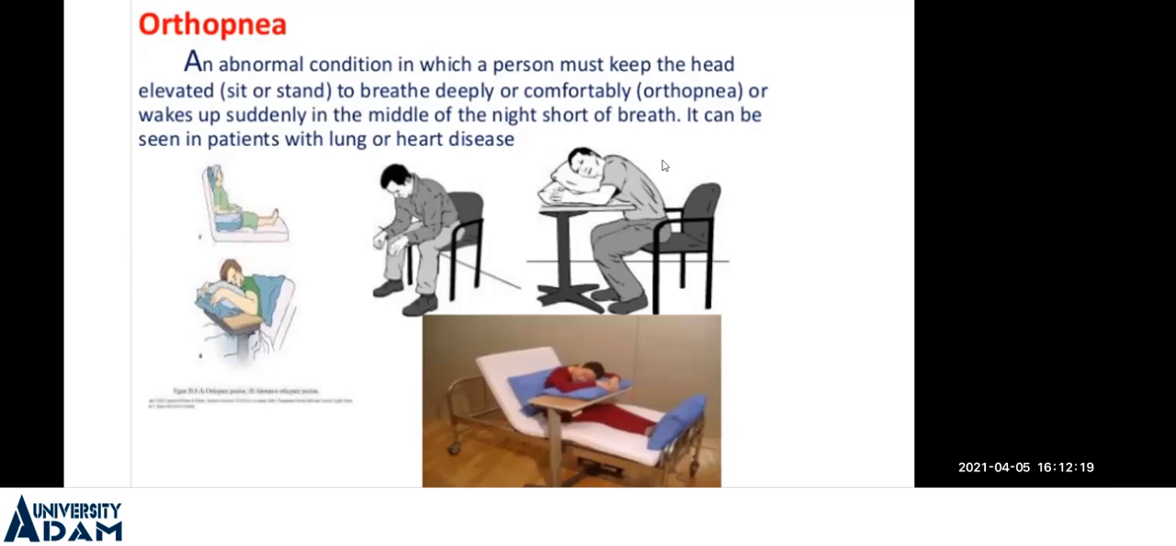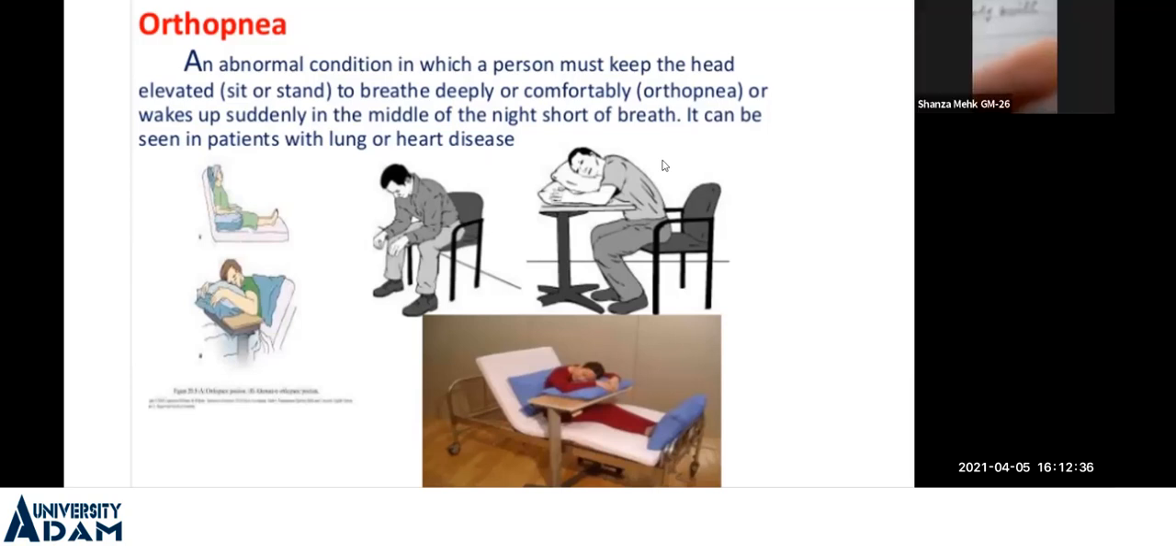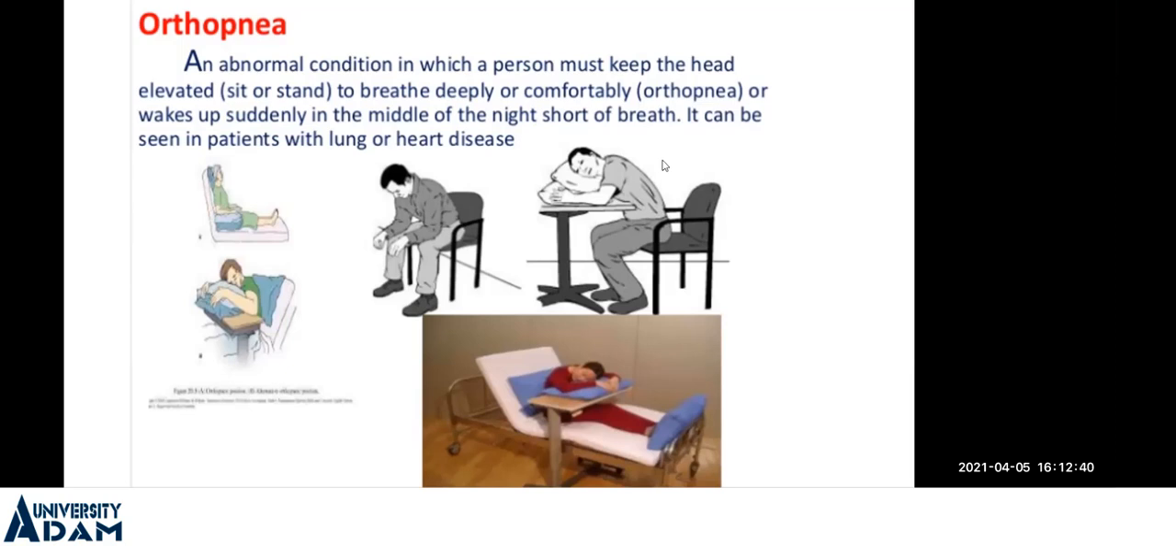Who understands? Who can explain to me? These are sitting positions. Who can explain to me? Aisha, can you explain to me the orthopnea position?